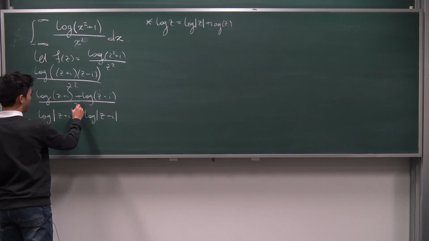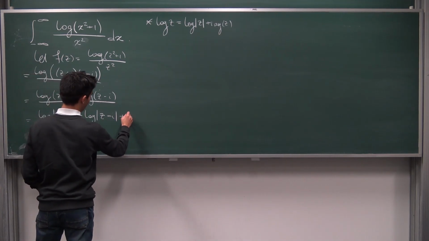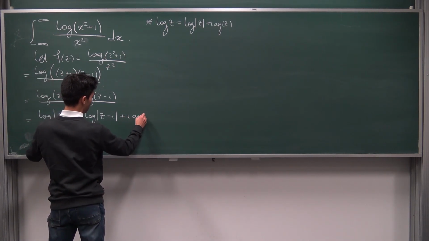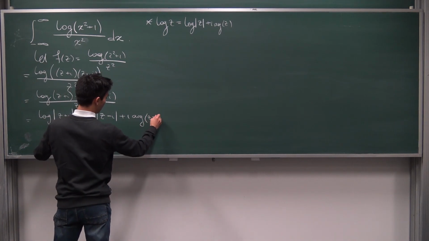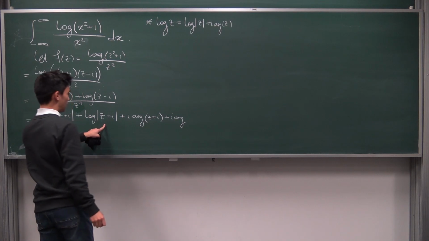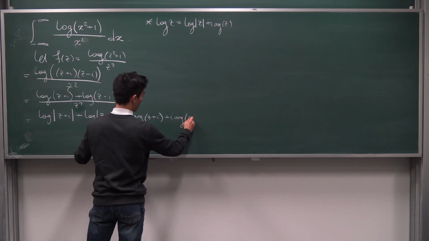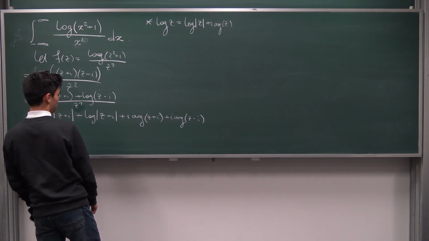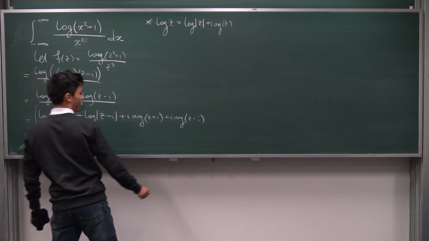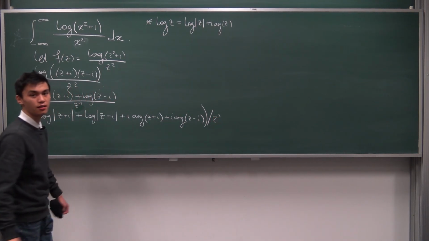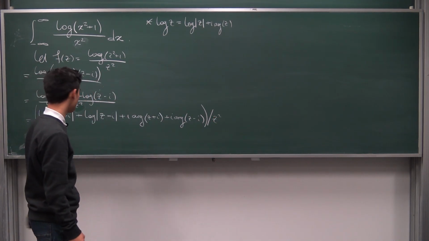Then we have plus i times the argument of the first one, so that's the argument of z plus i, and then plus i times the argument of the second one, which is z minus i, like so. And all this is still over z squared. I'll just put brackets over here and then divide by z squared, just so I don't have to draw a big denominator.